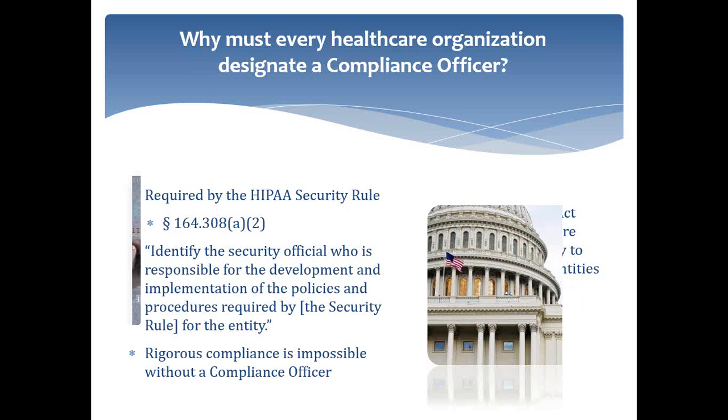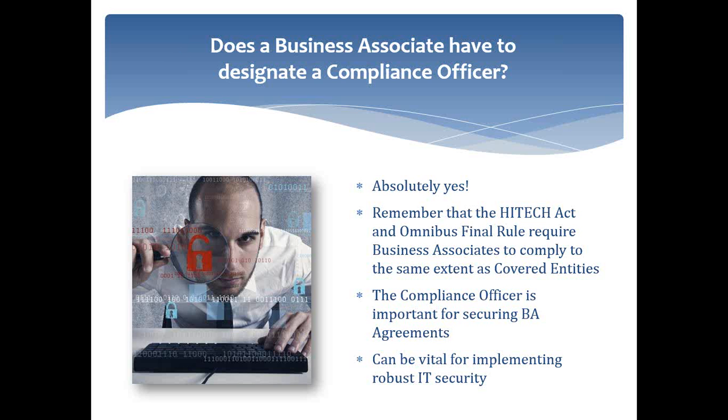Remember that the HITECH Act, which was passed in 2009, and the Omnibus Final Rule, which was issued in 2013, they require business associates to comply to the same extent as covered entities with HIPAA. So that covers everything. That means they've got to have a risk analysis, but they've also got to do things like appointing a designated compliance officer. And so I think there's some business associates who may not have thought through the fact that they've got to have this point person.